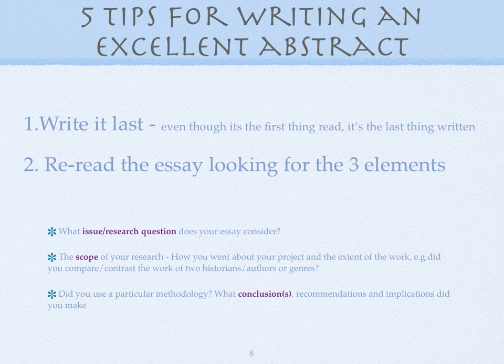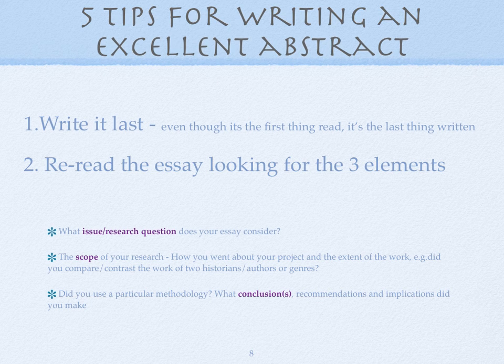5 tips for writing an excellent abstract. 1. Write it last. Even though it's the first thing read, it's the last thing written. 2. Reread the essay looking for the 3 elements. What issue or research question does your essay consider? What is the scope of your research? How you went about your project and the extent of the work.